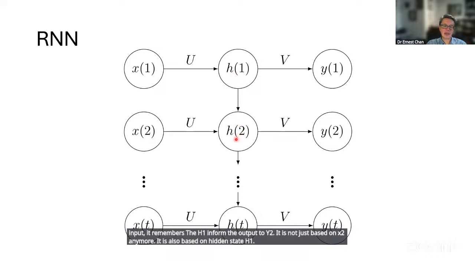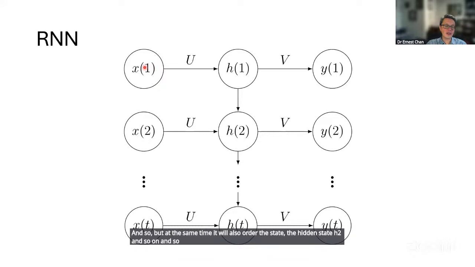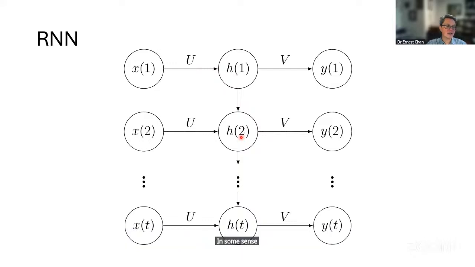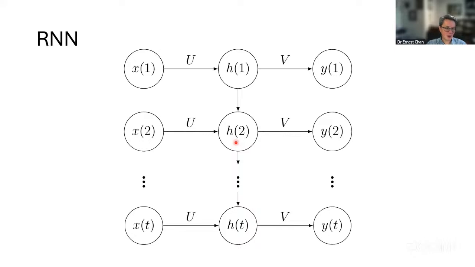But at the same time, it will also alter the hidden state to h2, and so on and so forth. So all the information from the past is being passed to the future via this hidden variable h. In some sense, it is like the hidden Markov model, but just much more versatile, much more complicated. It is much more nonlinear than the typical hidden Markov model. But it has the same flavor that information from the past is being passed to the future via a hidden state.